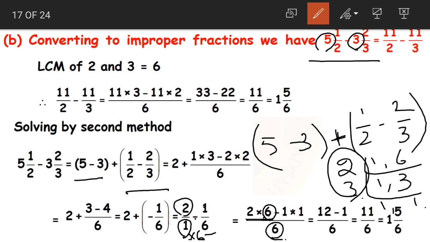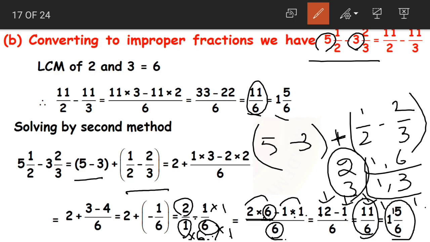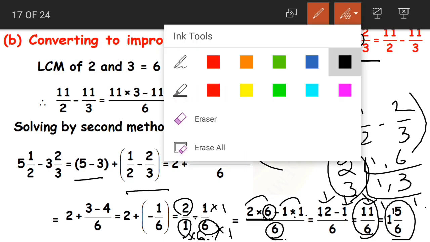Minus 1 into, the denominator is 6 here. We only need to multiply it with 1 to get 6. 6 ones are 6. So we are multiplying the numerator with 1. Now 2 6s are 12 and 1 ones are 1. 12 minus 1 gives us 11, which is the same answer as the first method. Now 11 by 6 converted into a mixed number becomes what? It becomes 1 5 by 6.